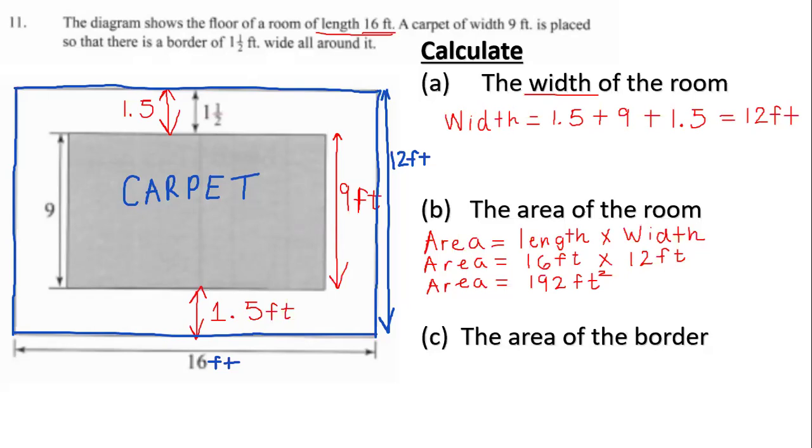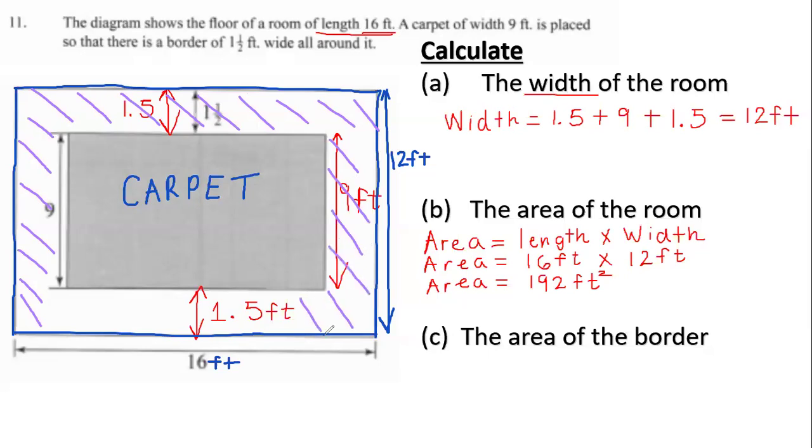Anyone else? Would the area of the border be the area of the carpet? No. When they say the area of the border, what are they really asking us? They're really asking us for what region. So let me shade it. They wanted to figure out what this part is. Oh, so it would just be the area of the room minus the width of the room. Not the width of the room. So you want this area. That's what we want. So how are we going to get that?